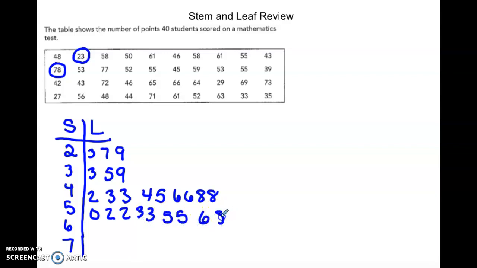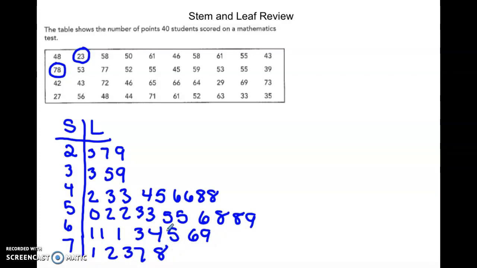Okay, there's lots of numbers in the 50s, 60s, and 70s, ending with 78. Okay, and once you have your stem and leaf plot filled out, do not forget your title and your key.